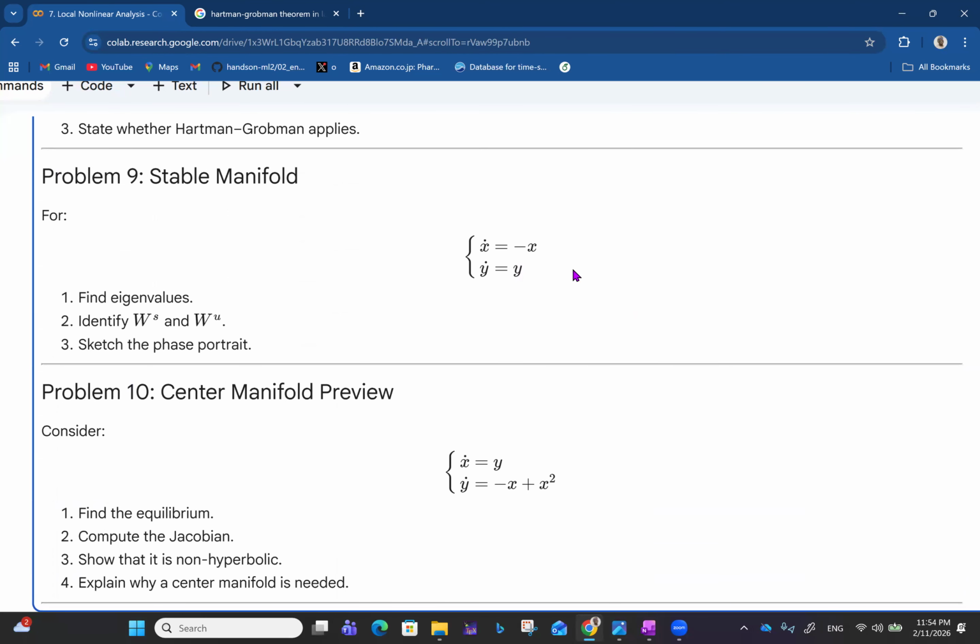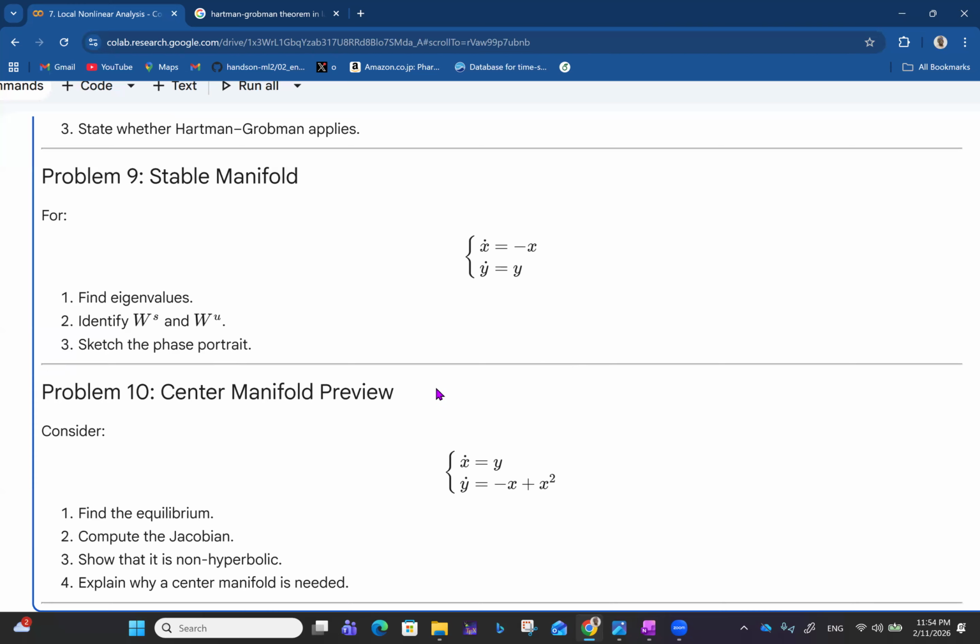So finally, we have these two last ones. X dot is minus x, y dot is y. So we have minus 1 and 1. Find eigenvalues, of course, like I said, minus 1 and 1. So identify Ws and Wu. W stable, that's the minus 1. Wu is along the 1 part. Sketch the phase portrait. Of course, you have a saddle, so everything is going to be moving away from the equilibrium point.